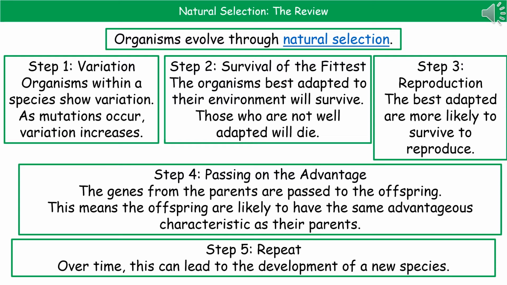will reproduce, which leads on to step 4, passing on the advantage, where the genes from the parents are passed on to the offspring. So that means the offspring are more likely to have the same advantageous characteristics as their parents. And the last step is that it repeats, so that we see this repeating pattern of the first 4 sequences over many years, which will eventually lead to the development of a new species.